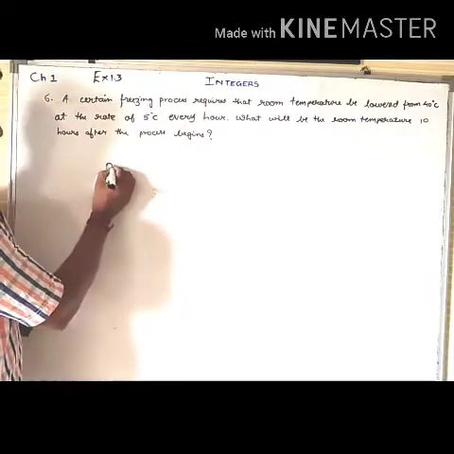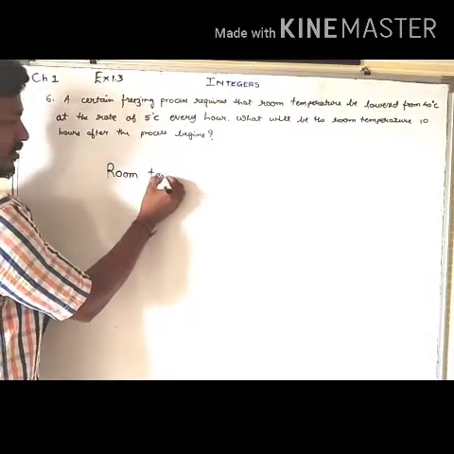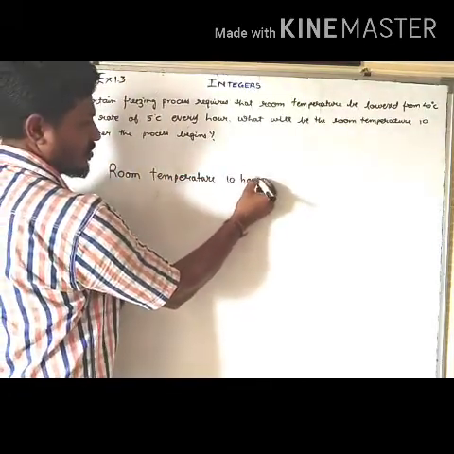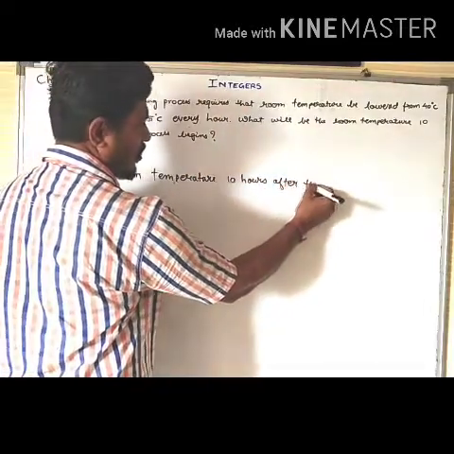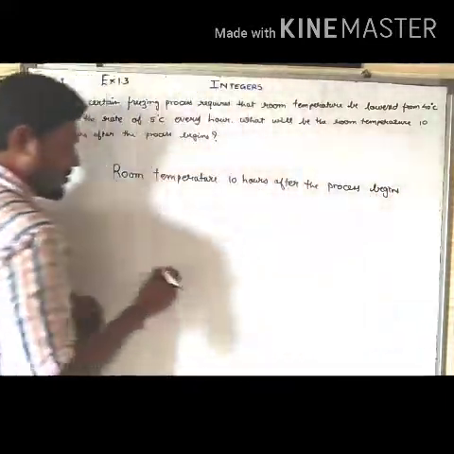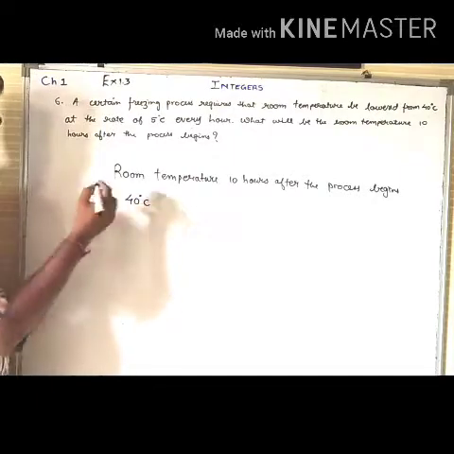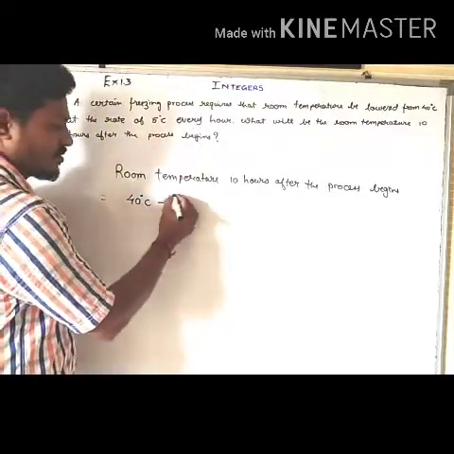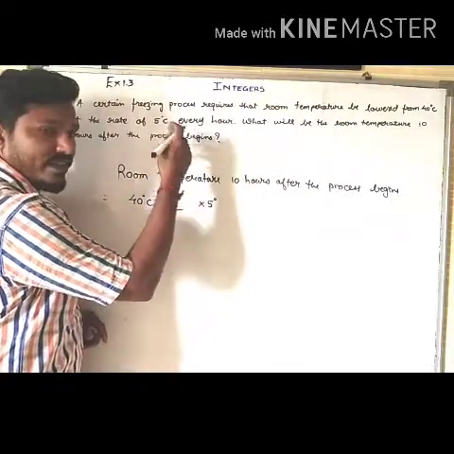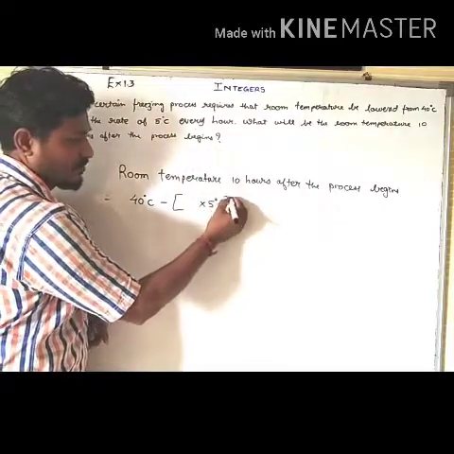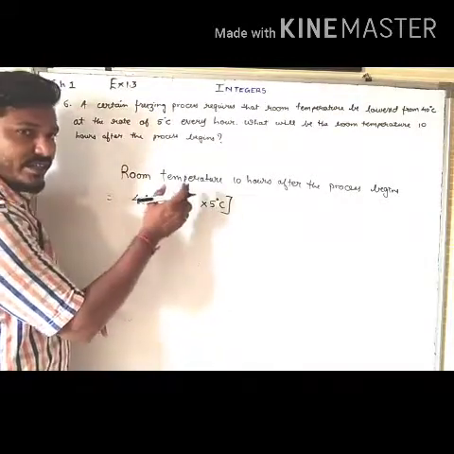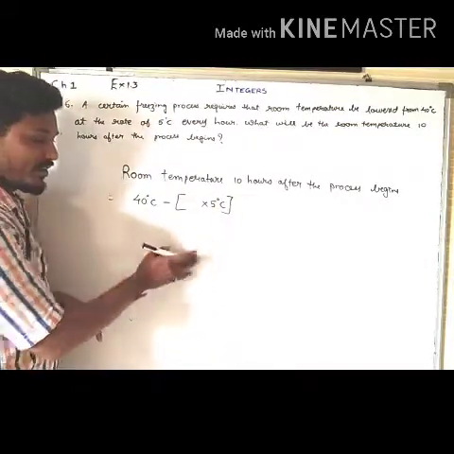Let us see how to do it. Room temperature 10 hours after the process begins. 40 degrees Celsius is your current room temperature. It is reduced 5 degrees Celsius after every hour, after each hour. And we need to find the temperature after 10 hours. If 5 degrees Celsius is reduced after each hour, so what will be the temperature reduced after 10 hours?